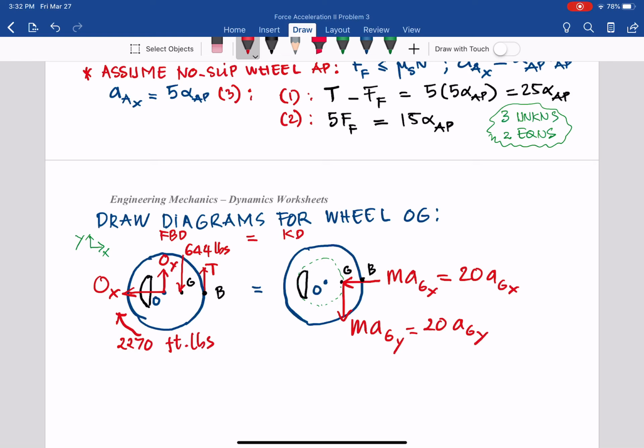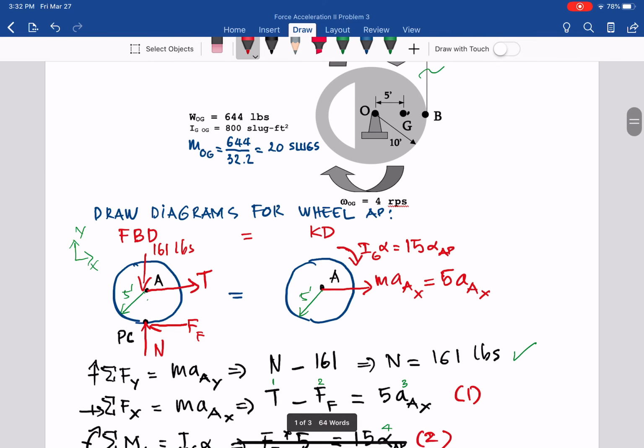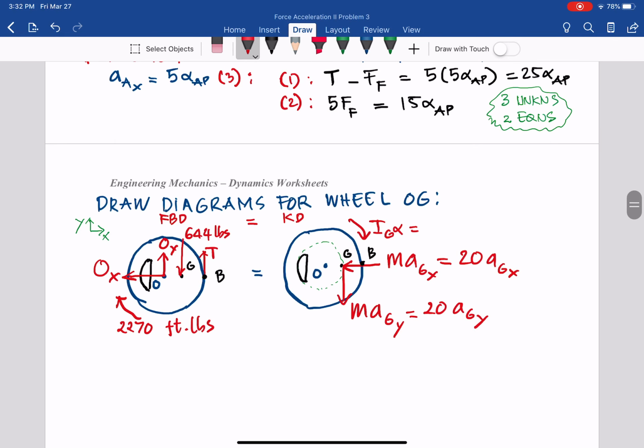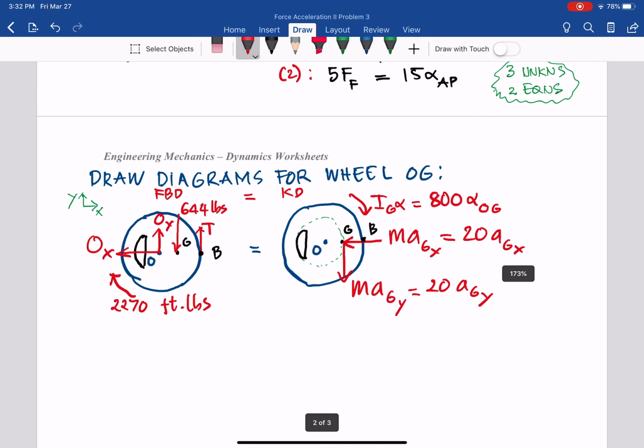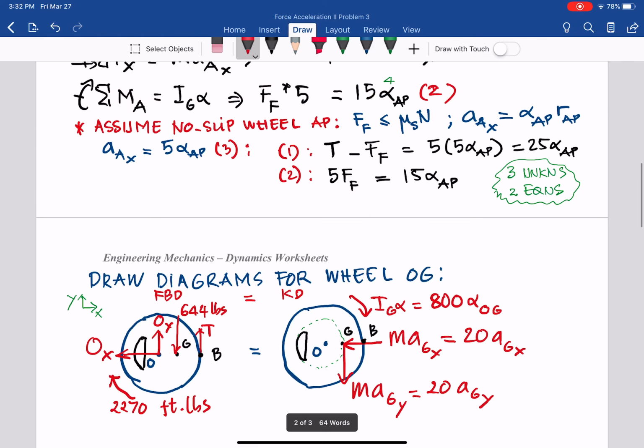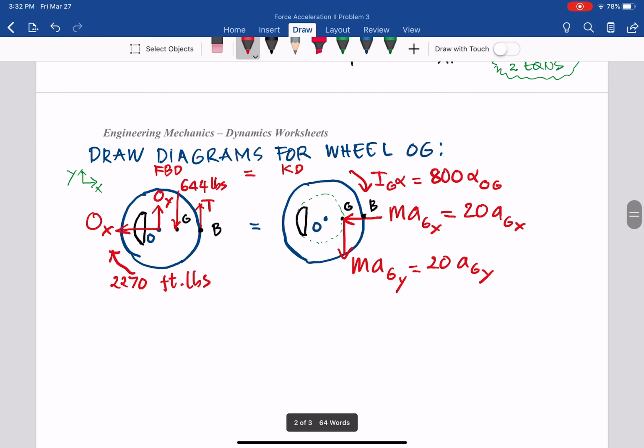And then it rotates about O, so we have clockwise, so we have I G alpha, and in this case equal to IG of 800, so 800 alpha, in this case alpha OG for that unbalanced wheel. So it's not just alpha, there are two alphas here, right? Alpha AP and alpha OG, so that has three terms. And then go ahead and write the equation. We already have three equations already. Let's make equation 4.